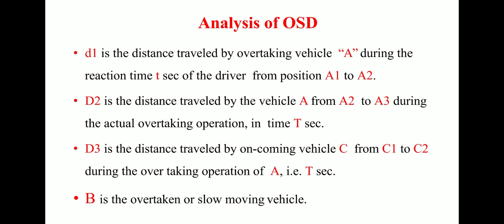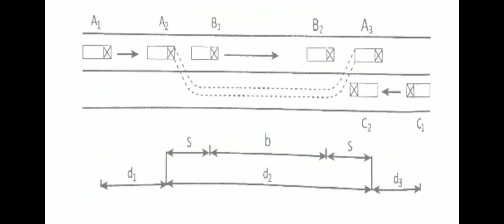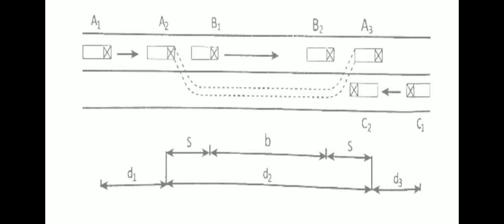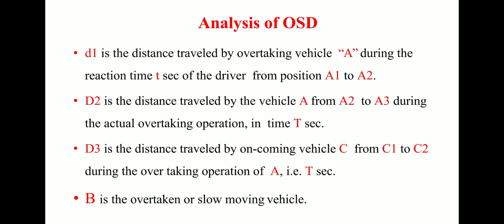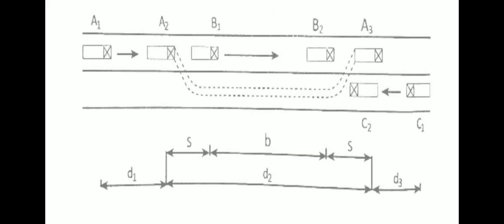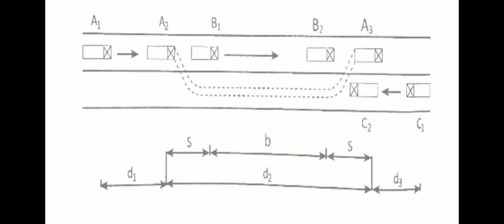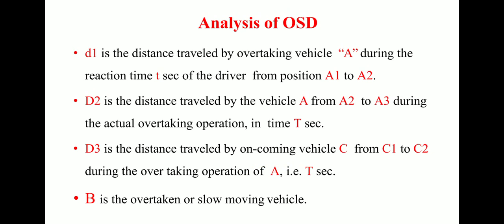During the reaction time t seconds of the driver, from position A1 to A2, d1 is the distance traveled by vehicle A from A1 to A2. d2 is the distance traveled by vehicle A from A2 to A3. Make a change: this is not a capital D2, it should be small d2. d2 is the total distance traveled from A2 to A3 during the actual overtaking operation in time capital T seconds.